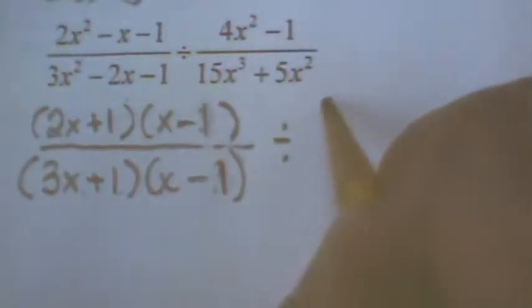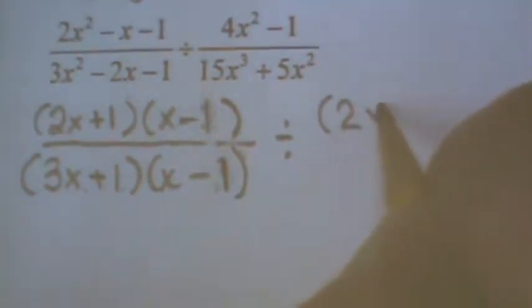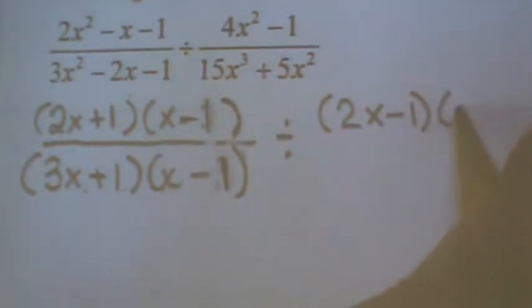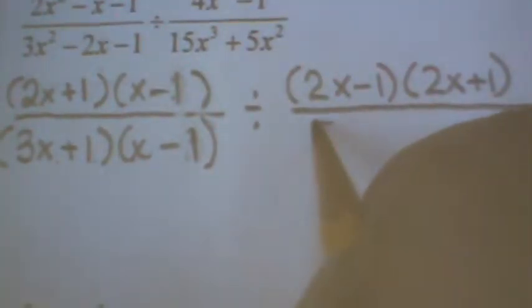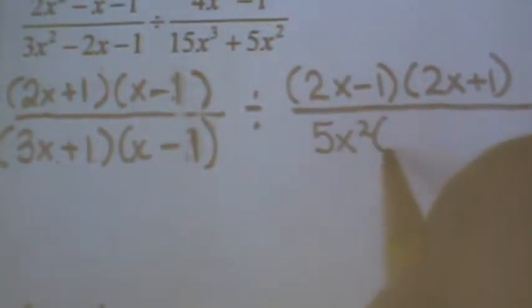Divide, what does this factor to be, 4x squared minus 1? That's the difference of two perfect squares. And what about this bottom, what comes out? 5x squared. What are you left with? 3x.